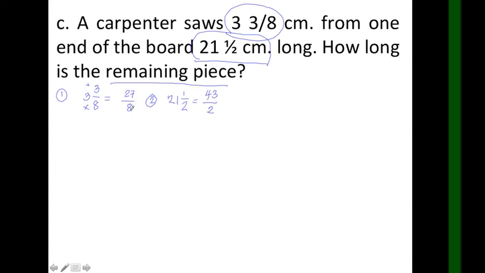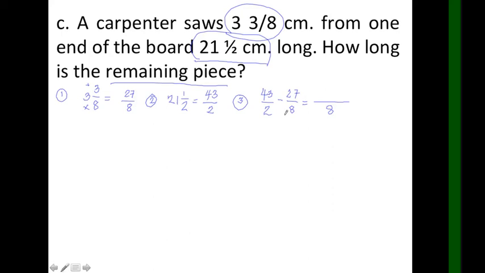At kumuha siya ng 27/8. So, ang tinatanong is ilan pa yung natitirang board. So, para makuha yan, i-subtract lang natin yung dalawa. So, we will start with the biggest, which is 43/2. This is the board. And kumuha si carpenter ng 27/8. Okay? At ang hinahanap natin ngayon is yung natitira. So, we need to get the LCD of 8 and 2. And obviously, that's 8. Because both of them can divide 8.